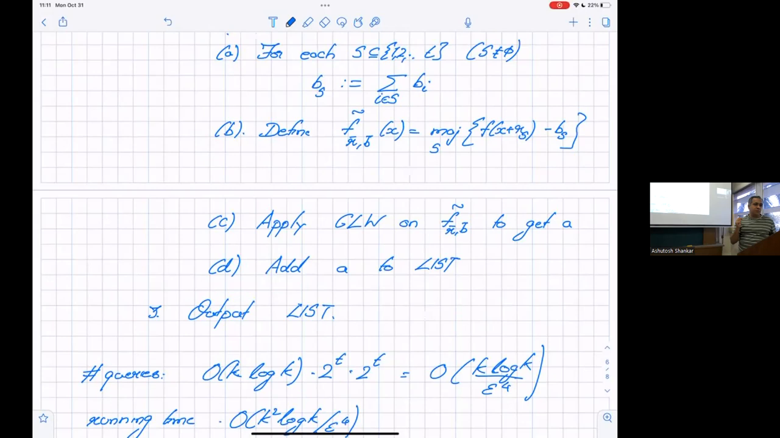This is not learning parity with noise when you are allowed to query the function at your point of choice. Okay, I'll stop with this.